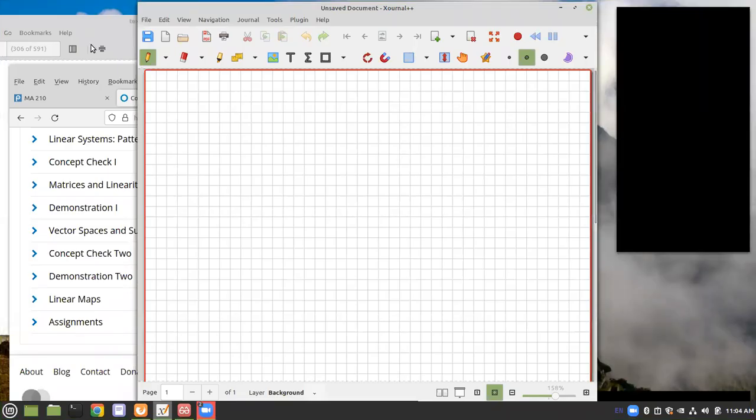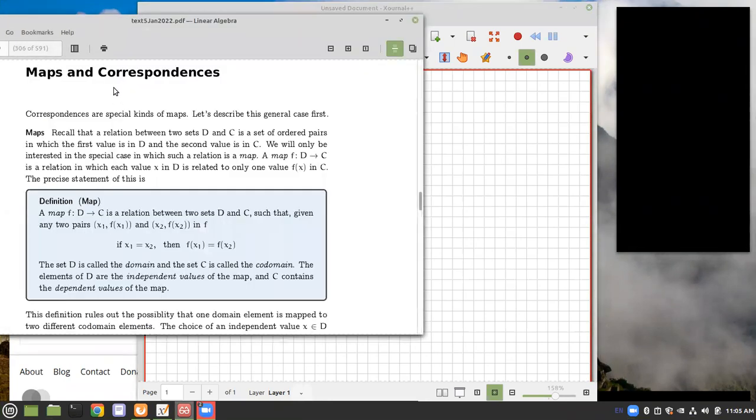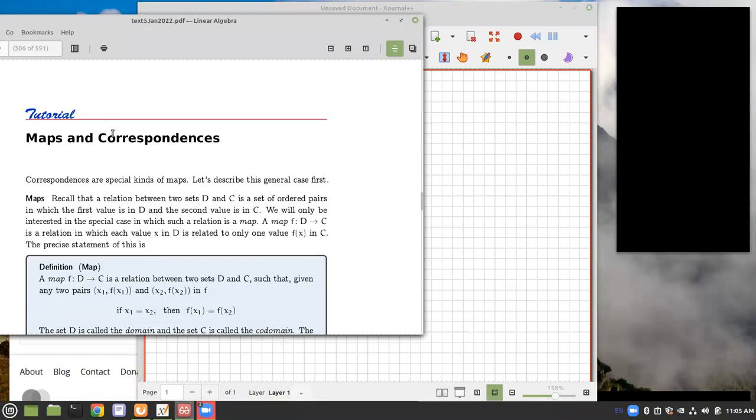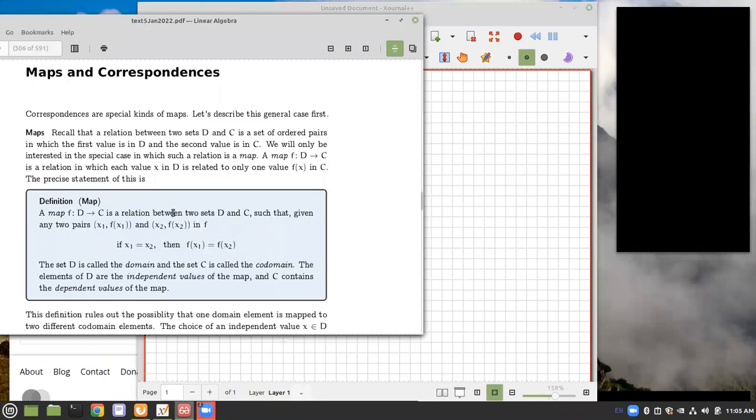Okay, so we have a new topic, which is linear maps. And there's two words there, linear and maps. So we're first going to start with just the concept of a map. And that is described in a tutorial at the end of the previous chapter that's on vector spaces.